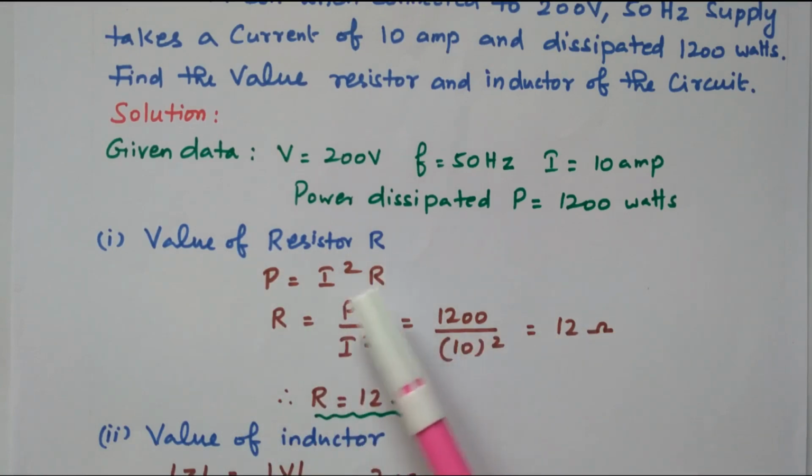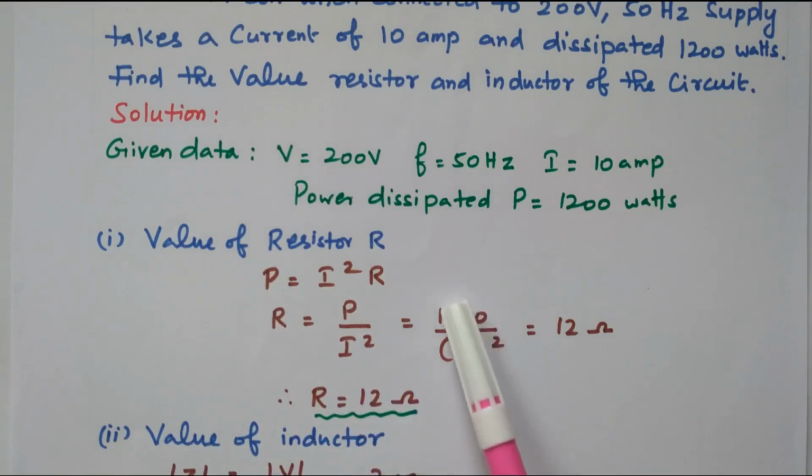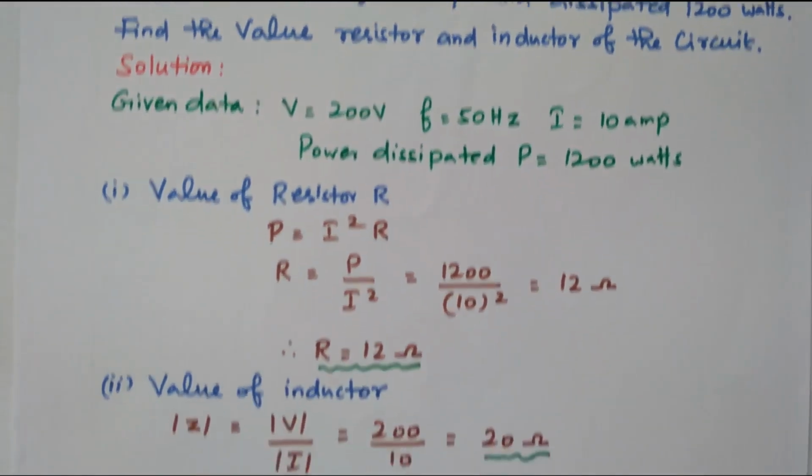We need the R value, so bring the I square to the denominator. So P divided by I square equals R. The P is 1200, I is 10, 10 square. By simplifying this we got 12 ohm. The resistor value is 12 ohm. Now we'll go to the inductor value.